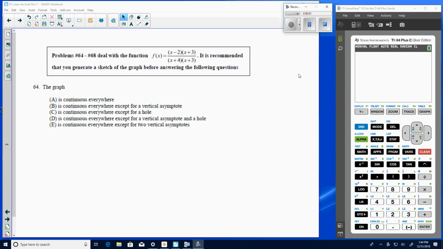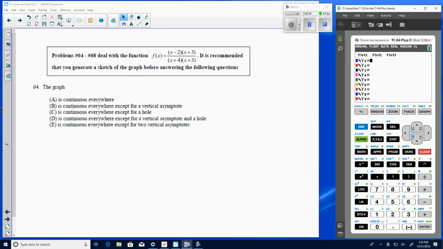Okay, we're up to problem number 64. It talks about this function, and in fact, we have 5 problems in a row. We're going to deal with this. It's recommended that you generate a sketch of the graph before answering the following questions. Okay, well, we do have our calculator. We could let the calculator try to come up with a picture.